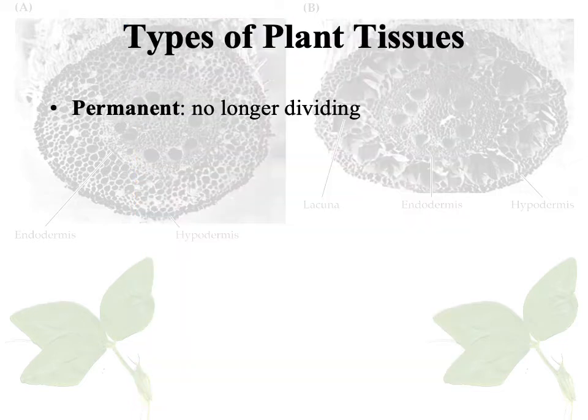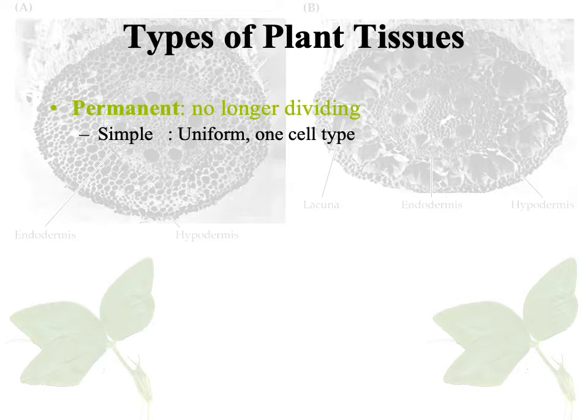Well, that was meristematic or growing tissue. And then the other type that we can have are permanent tissues. And these are no longer dividing. They are static. They have become what they're going to become for their lives. We can divide these types of permanent tissues up into 3 categories, or just a few more. But anyway, simple, which are uniform, one cell type. They're pretty much the same.